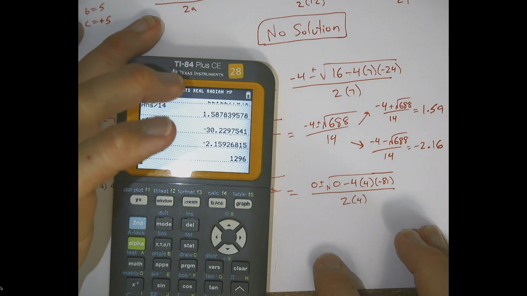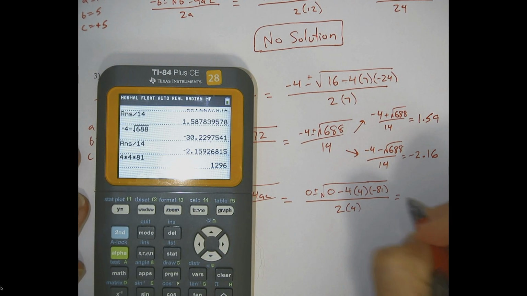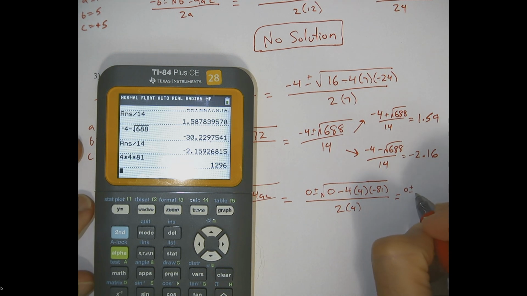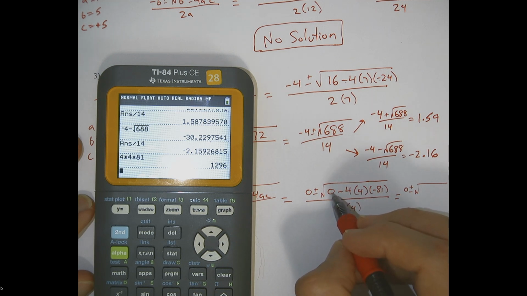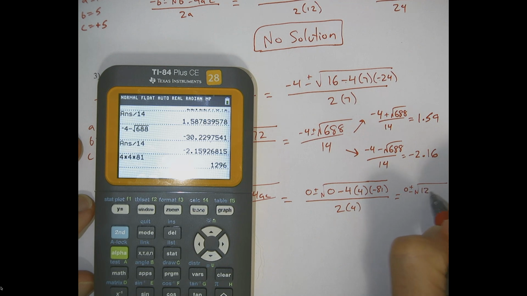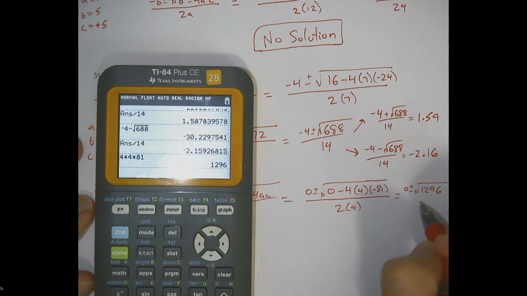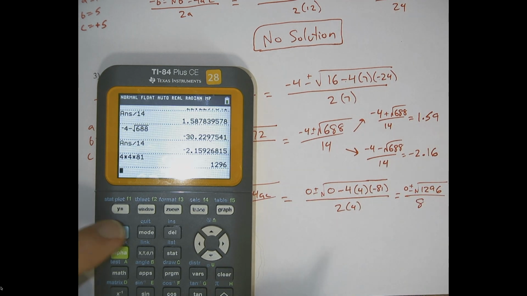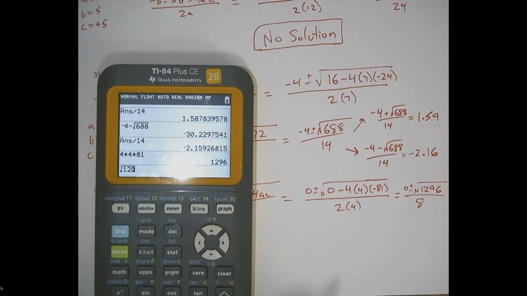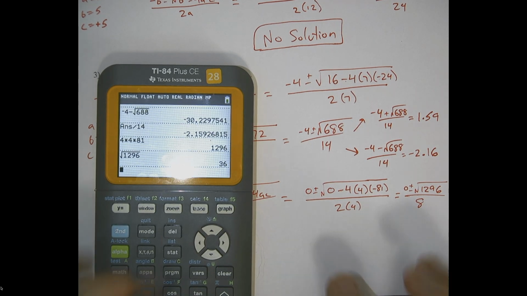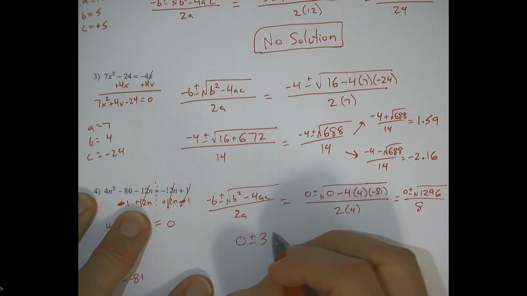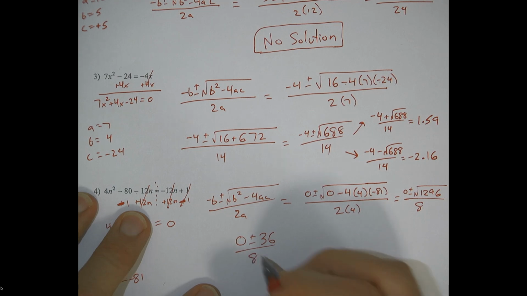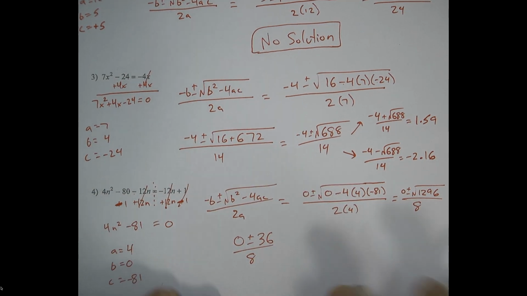So 1296. Squeeze this in here. It's going to be 0 plus or minus the square root of 1296. The negative and the negative make a positive, so it's going to be 0 plus 1296, which is just 1296, all over 8. The square root of 1296 is 36, so I get 0 plus or minus 36 over 8. Notice I had a positive discriminant.